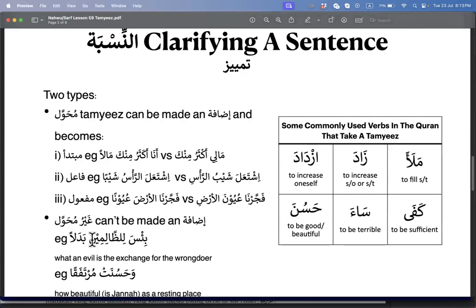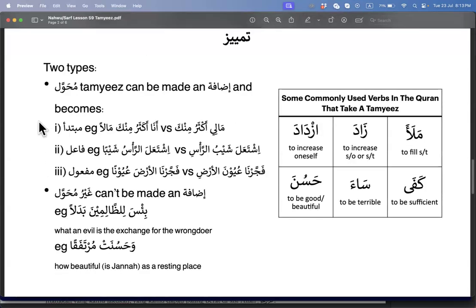This one here is how the Arabs think about it. So I'll just go through it with you, but if you don't get it, it's okay. Maybe you don't get it now, maybe you'll get it later. But this is how the Arabs think of it.